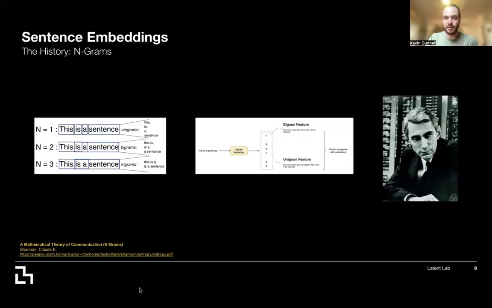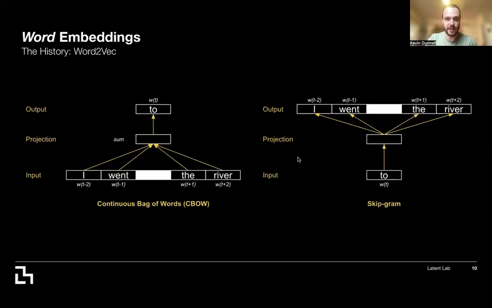So a brief history of sentence embeddings. Claude Shannon was the first person that sort of tackled this problem of trying to understand patterns in language. And he represented text as vectors. This comes from his PhD dissertation on n-grams, where he used them to encode sentences by counting the sequences of words, capturing basic context statistically.